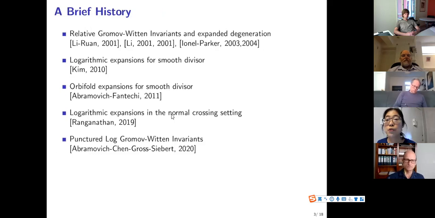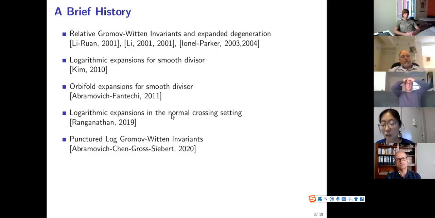So here is a brief history of our exploration of this question. In 2001, Li Ruan and also Ionel and Parker built the relative Gromov-Witten invariant theory, for the case where the central fiber has two components and they glue along a smooth divisor. And on the algebraic side, it's done by Jun Li. Sorry for the typo here, I think it's 2002.